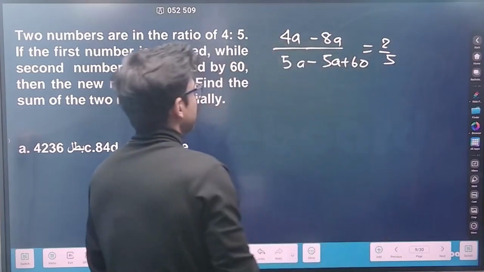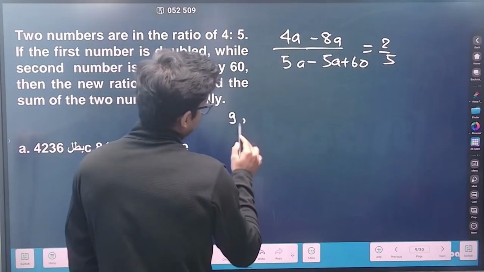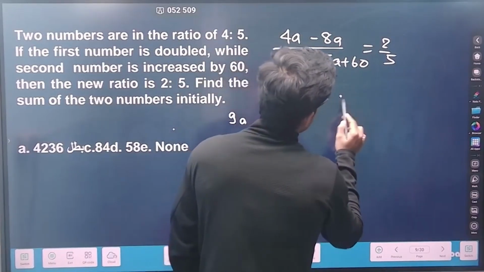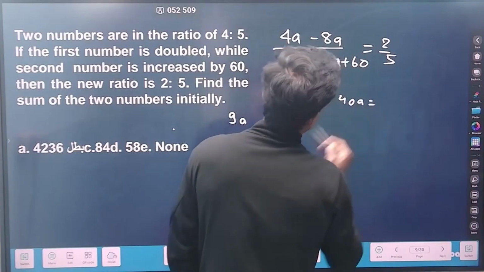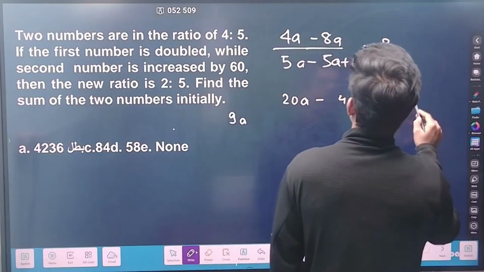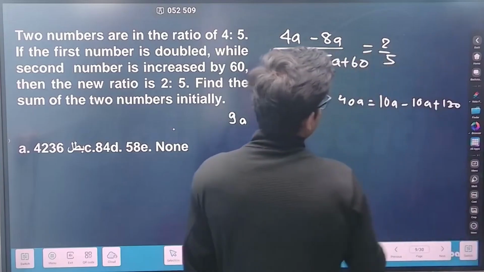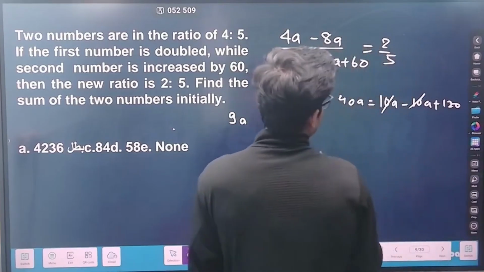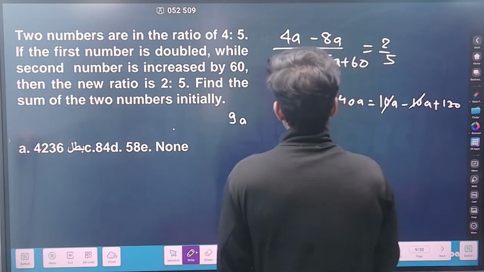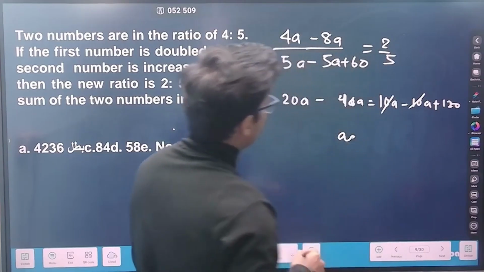Find the sum of two numbers initially. So you need to figure out the value of 9a. So from here, 5 4s are 20a minus 8 5s are 40a is equal to, everything is coming in a now, 10a minus 5 2s are 10a minus 6 2s are 120. 10a gets cancelled out. 40a would be minus, it was a 16, sorry, this would be 16 now. So a is equal to how much? The value of a is coming like 4.